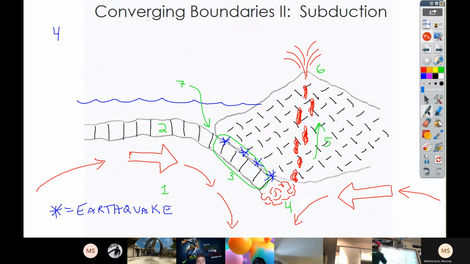All right, now when that plate gets deep enough, it's going to heat up until the rock that makes up the plate. And remember, this is like 5 miles thick. So this is a lot of rock that we're talking about. Once it gets hot enough, it's going to melt.